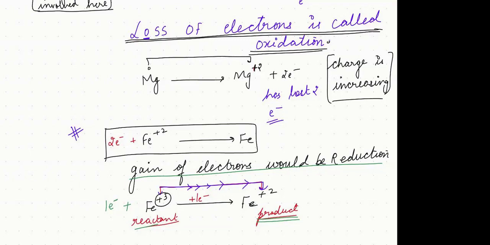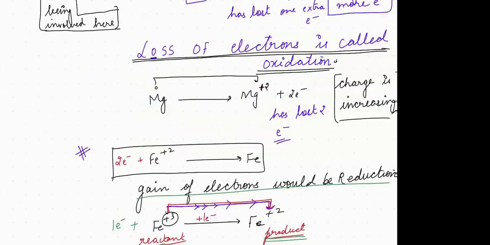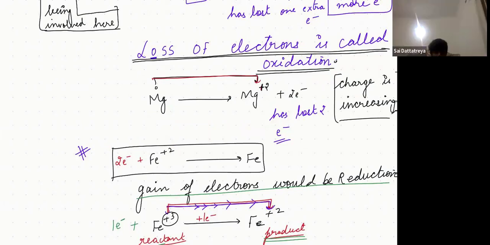So the two new definitions of oxidation and reduction are: gain of electrons is reduction, and loss of electrons is oxidation. Whenever there is a gain of electrons, you will see the charge decreasing. And whenever there is a loss of electrons, you will see the oxidation state increasing from reactants to products. Any doubts in this, Tatu? Any doubts? No. Okay.